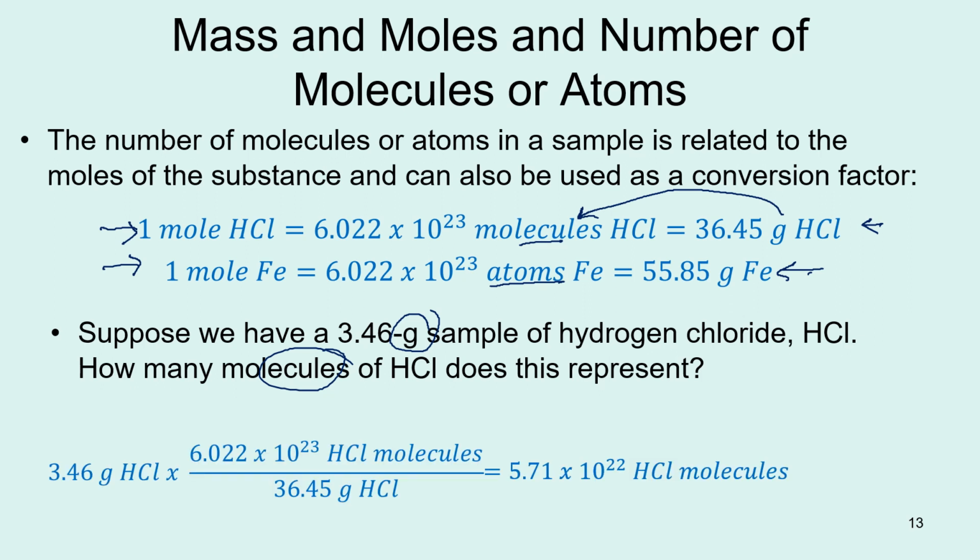3.46 grams. There's 36.45 grams of HCl for every 6.02 times 10 to the 23rd HCl molecules. Okay, so we started with 3 sig figs and we end with 3 sig figs. 3.46 times 6.022 times 10 to the 23rd divided by 36.45 gives me 5.71 times 10 to the 22 HCl molecules. So we can figure that out.